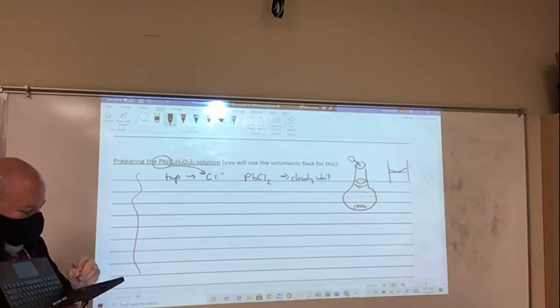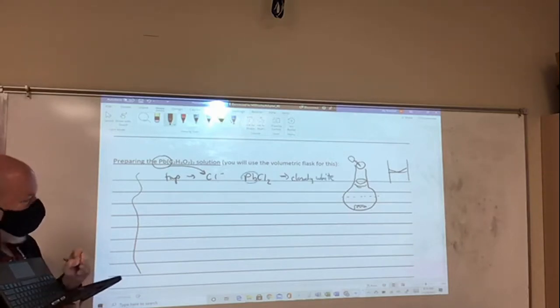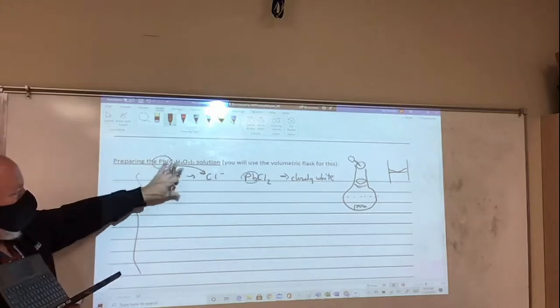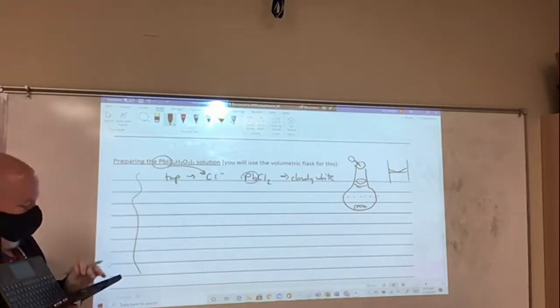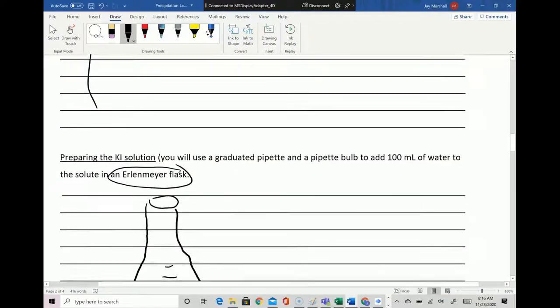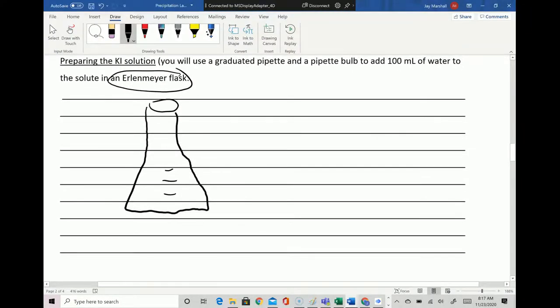Okay, this does not remove enough lead to change our results any. So just be aware that you're going to get that cloudy white appearance and not to worry about it.